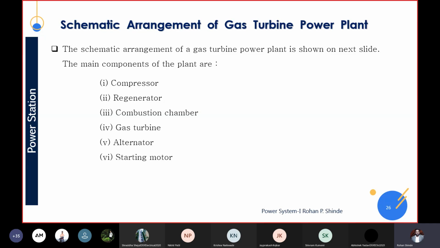So see here, these are the most important components for a nuclear power plant, while these 6 are the important components for gas turbine power stations. Now we will see these components one by one. First of all, we will see what the 6 different components are. First is the compressor, second a regenerator, third a combustion chamber, fourth a gas turbine, fifth an alternator, and sixth a starting motor. These are the total 6 main components.